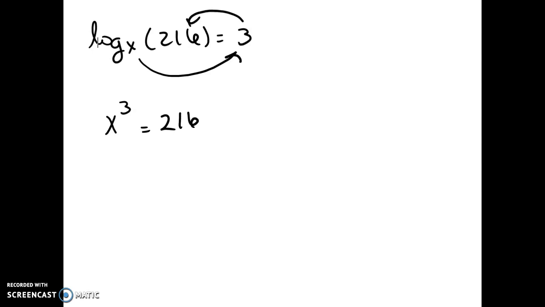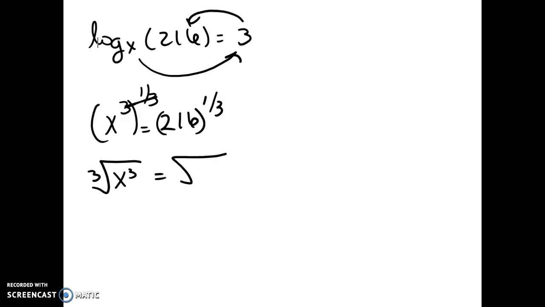Now I want x equal to something. I don't want x raised to something equal to a number. So I'm going to get rid of this exponent 3 by taking the cube root, which is essentially saying I'm raising both sides to 1 over 3. That is the same thing as saying the cube root, because these will cancel out now. The cube root of 216 as well. So let's cancel out, so I have x is equal to.